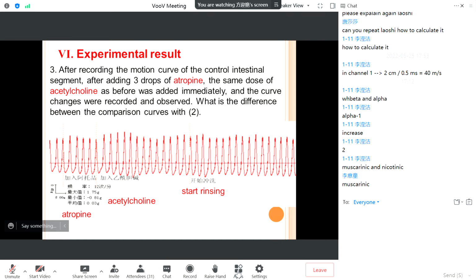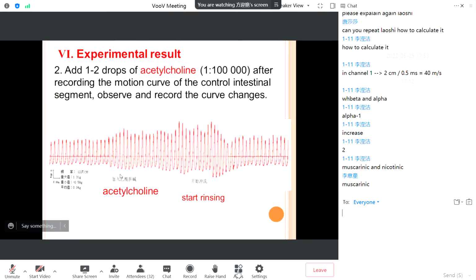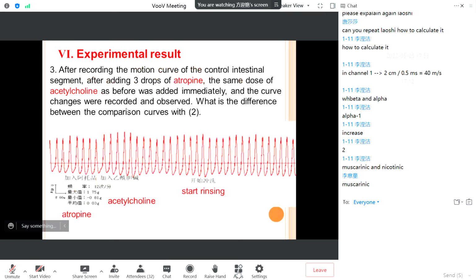So here we call the blocker. Then we add the atropine, and at the same time we also add the same dose of the ACH like this, the same drop as before. We found that after the atropine, we add the ACH like in step 2, and this curve changes.